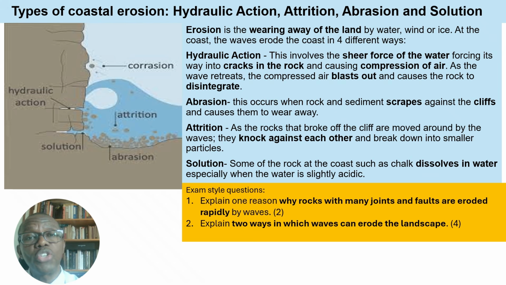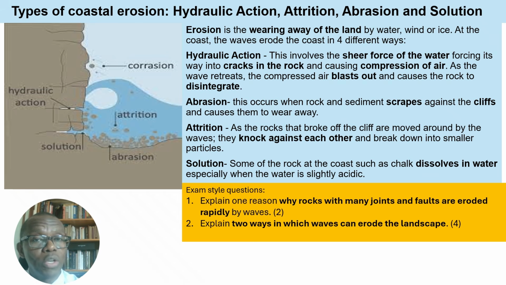Then we have attrition. Attrition I like to look at as a boxing match, and this is where you have rocks along the coastline. As they are moved around by the waves, they keep knocking into each other, and because of that they break down into smaller pieces. So that's attrition as a type of erosion.